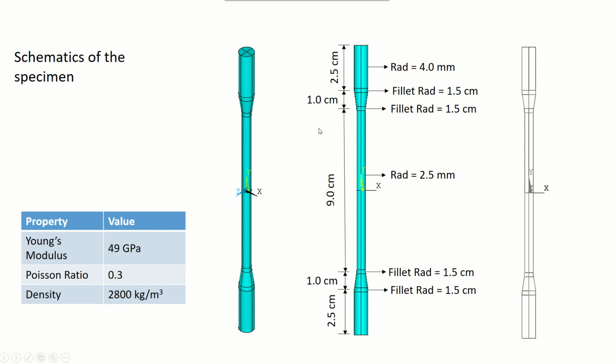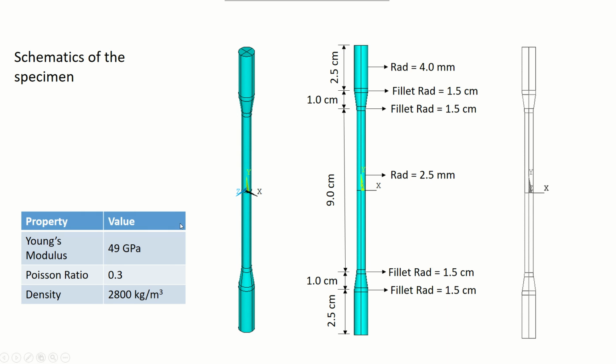In this example, we want to take a look at a specimen in this shape, which is one of the standard specimens shown in ASTM standards for material testing for basically metallic elements or materials, to practice some time history post-processing, some modeling techniques, and displacement control loading on a specimen that is shown in this picture.